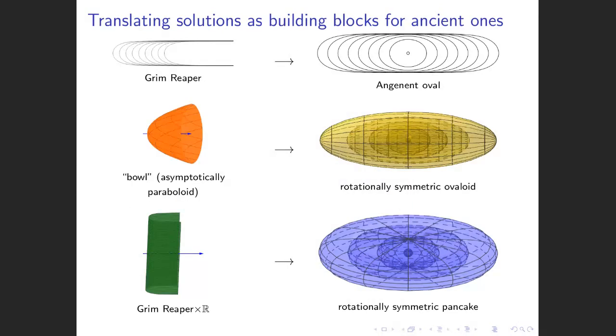Okay, so in the examples we've seen the Grim Reaper and the angular oval. They match together because the angular oval is like two Grim Reapers coming together. We have this rotational symmetric ovaloid. This rotational symmetric ovaloid at the tips looks like a ball solidon. A ball solidon is a translator in dimension 2 that is asymptotic to a paraboloid. Okay, so it looks like a paraboloid, and this rotational symmetric ovaloid looks like two ball solidons coming together.